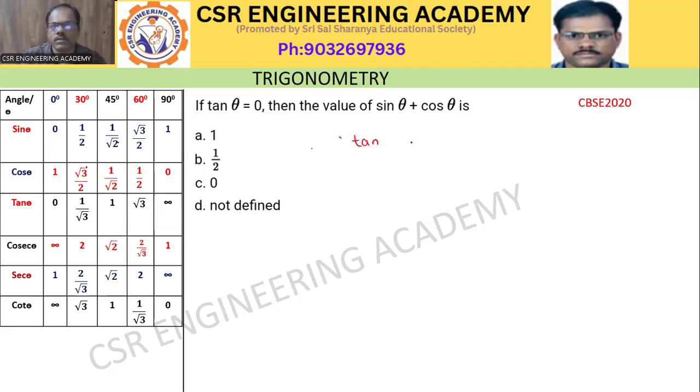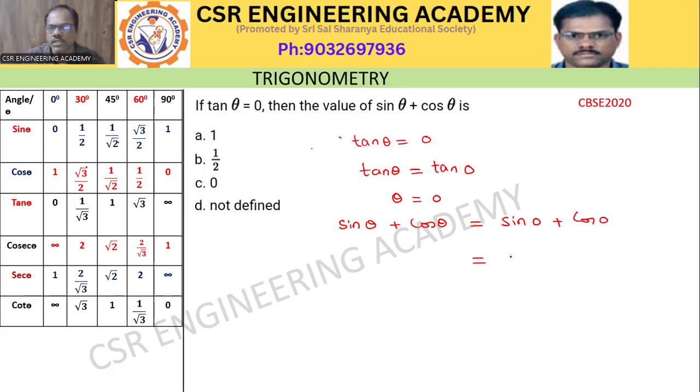If tan theta is equal to 0, then the value of sin theta plus cos theta is: tan theta is equal to 0. Tan theta is equal to tan 0 degrees is equal to 0. That is, tan theta is equal to tan 0, so theta is equal to 0. Sin theta plus cos theta is equal to sin 0 plus cos 0. Sin 0 degrees is 0 plus cos 0 degrees is 1. 0 plus 1 is equal to 1.